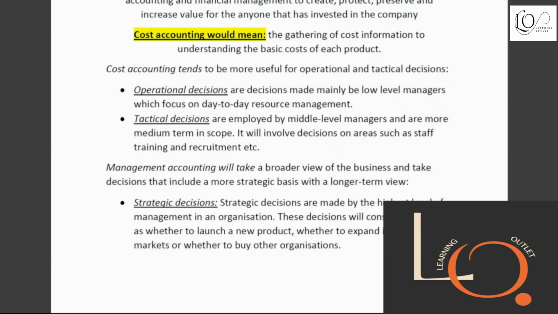It's also for tactical decisions, which are for the middle level managers. It involves decisions such as staff training, recruitment. Cost accounting is used for operational and tactical decisions. Management accounting, on the other hand, is a broader perspective. It aims to create value, right? So it's used for strategic decisions, long-term decisions, like what product should my company invest in? What markets should my company work in? Should my company diversify or not? So management accounting has a broader scope. Cost accounting has a focused scope on operational or tactical decisions.